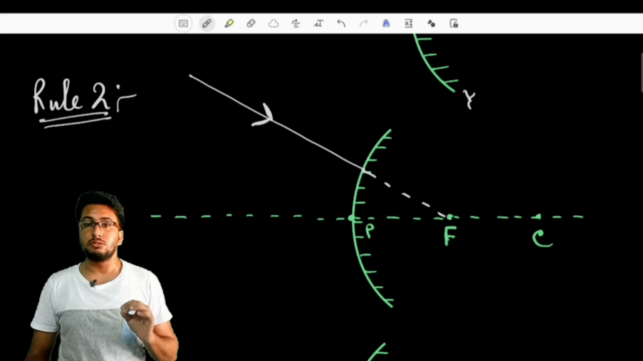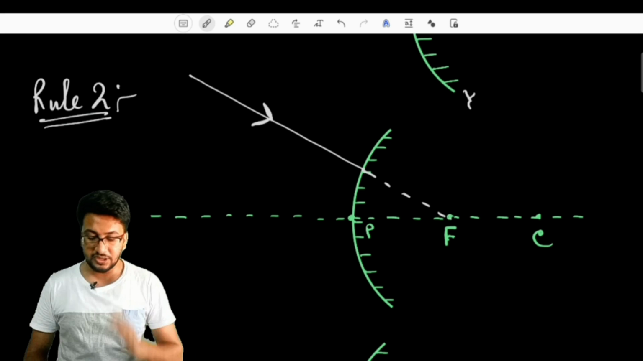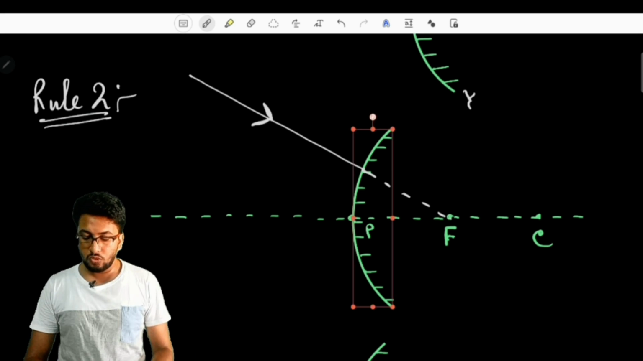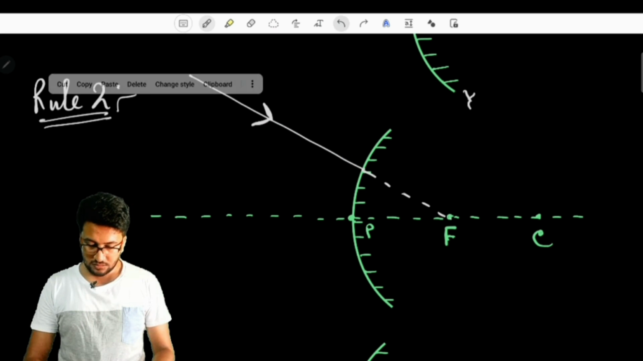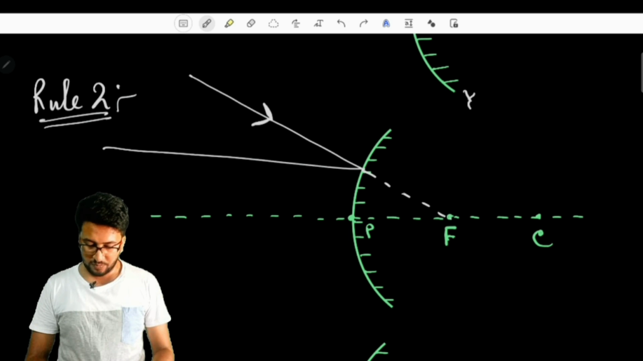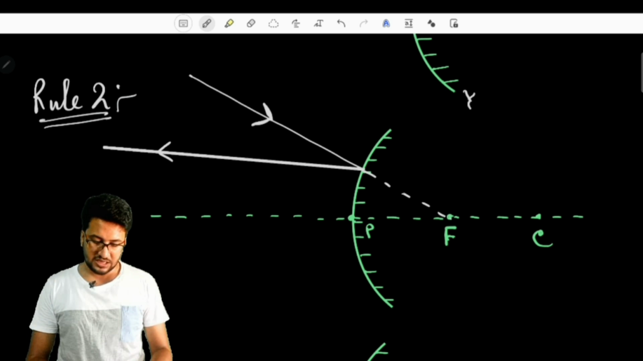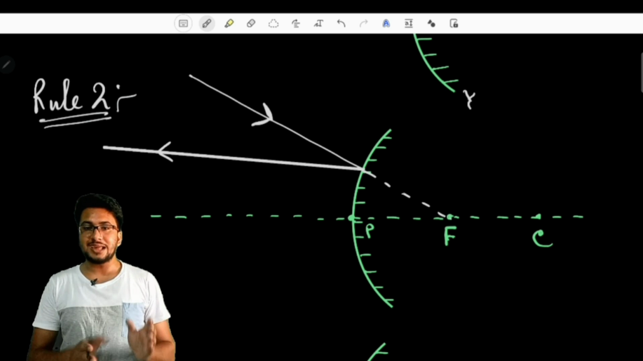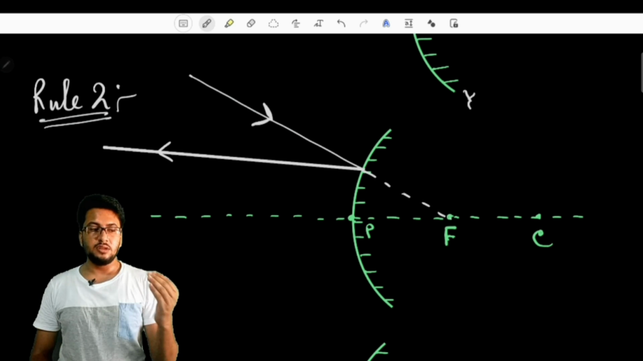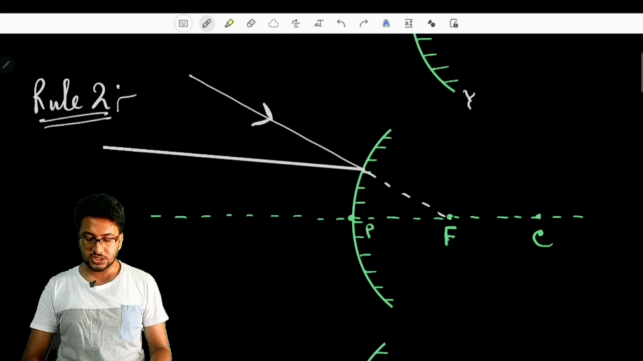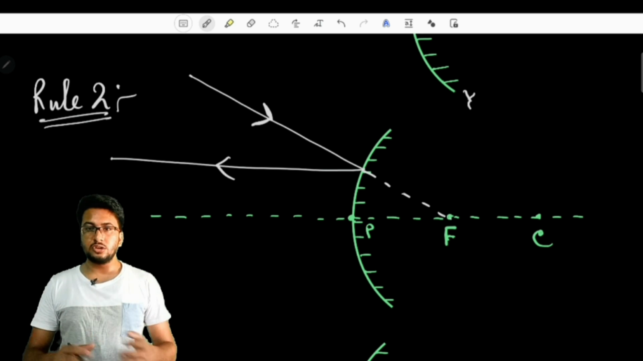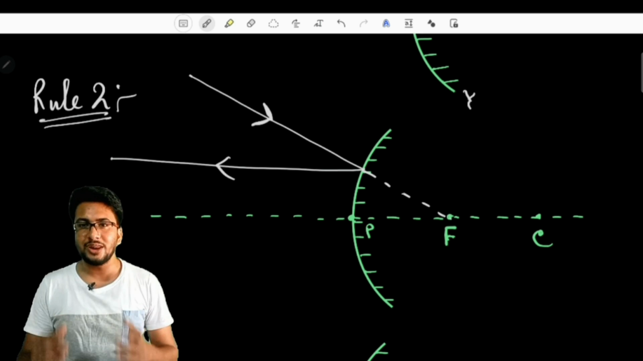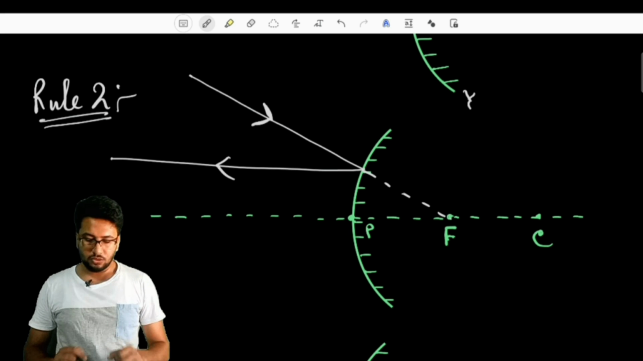In that instant, what will happen? The light follows certain geometries, as shown: it will move parallel to the principal axis. So when the light is approaching towards the focus, right after reflecting from the surface, it starts traveling parallel to the principal axis. Okay. So the vice versa case of rule number 1 is happening in rule number 2.